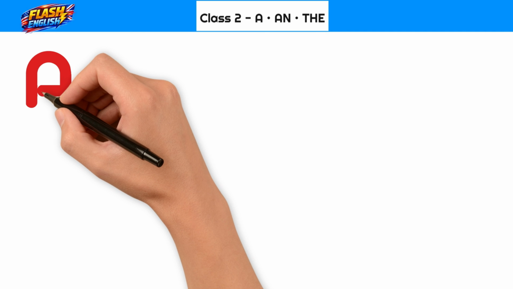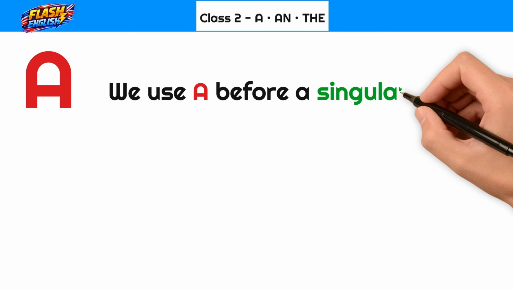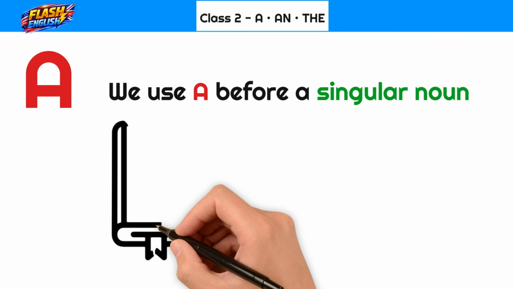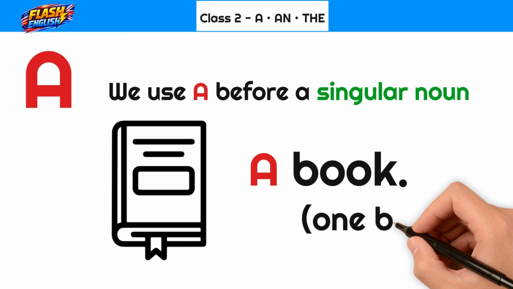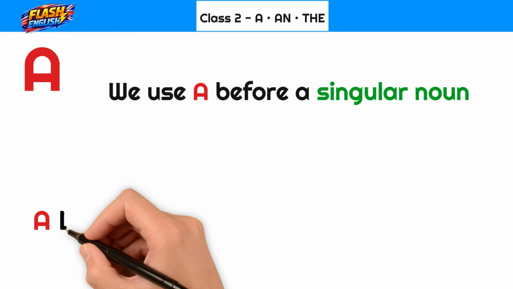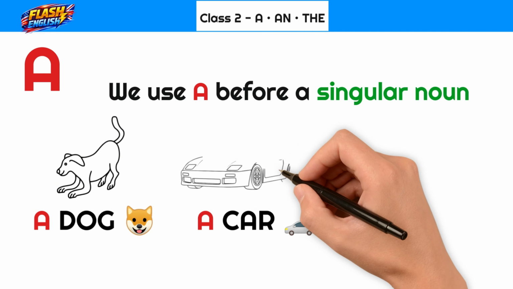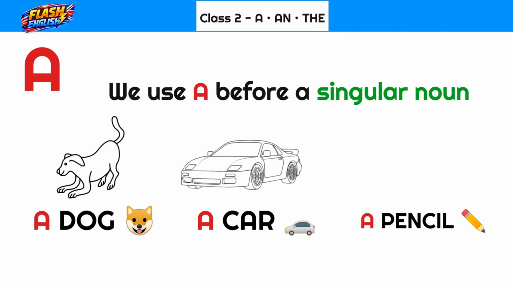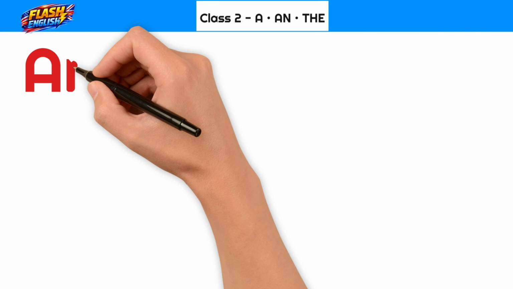Let's start with a. We use a before a singular noun when we are talking about one thing in a general way. For example, a book. One book. Here are some more examples. A dog. A car. A pencil. One dog. One car. One pencil. Simple, right? Now, what about an?